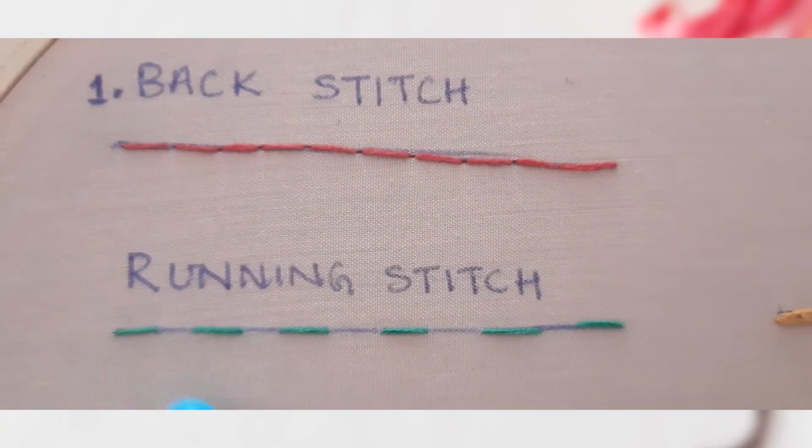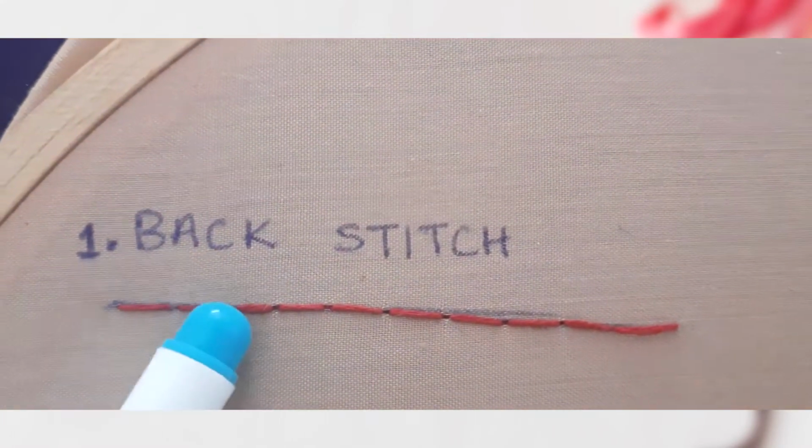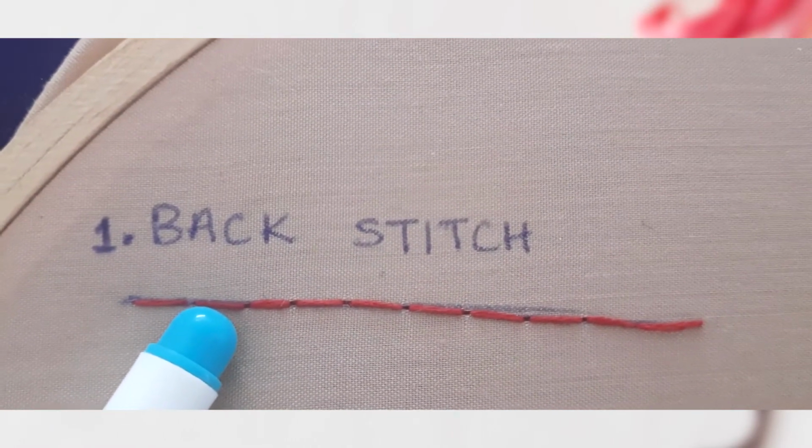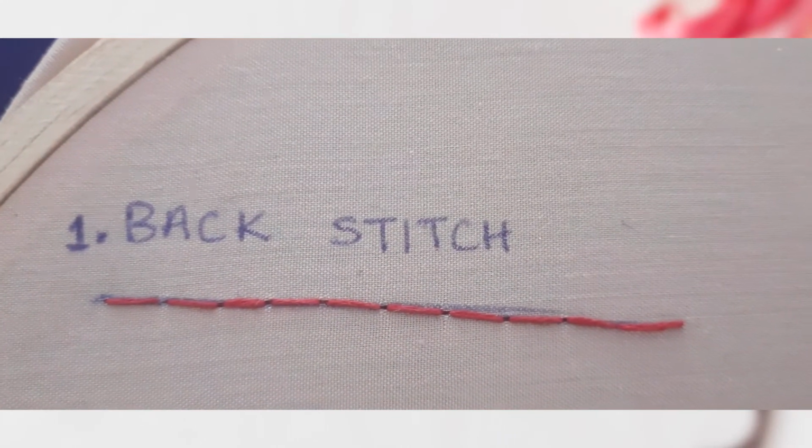First, let's start with backstitch. The backstitch is a thin line stitch commonly used in outlining a design. It's super easy to learn. You can also use this stitch if you want to add fine details to your embroidery work design.